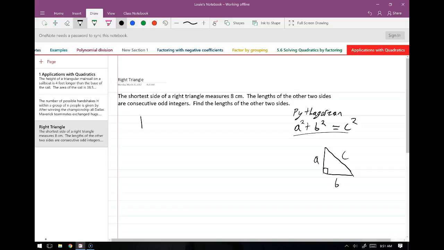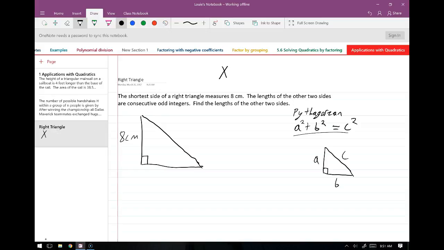Okay, it says that we have a right triangle, so we're just going to sketch one out here. This is a right angle, and it says that the shortest side measures 8 centimeters. The lengths of the other two sides are consecutive odd integers. What we know from previous classes is that we can represent consecutive odd or consecutive even integers by saying x is the first integer, and then the next odd or even integer happens at x plus 2, because odds are separated by 2, evens are separated by 2.